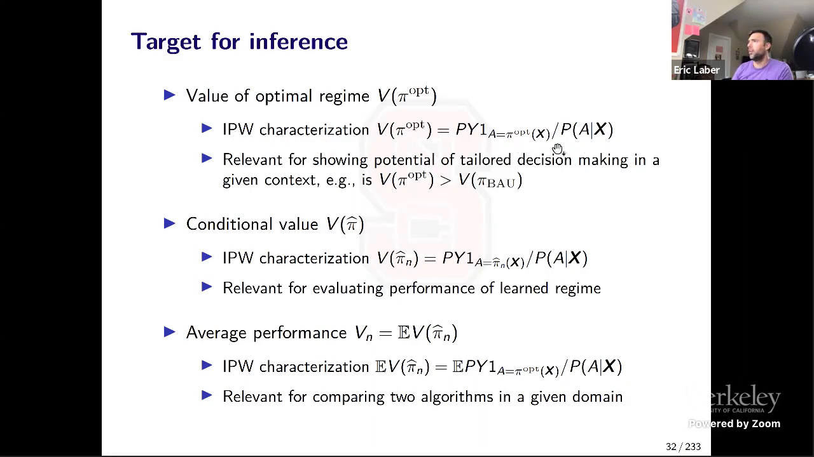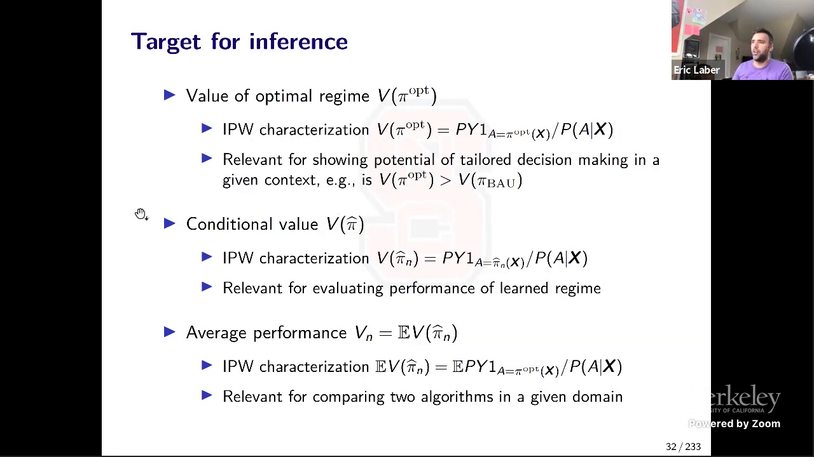Okay. Right. So why would we care about this? Well, we might want to show the potential for tailoring decision making in a given context. So we might want to show that pi opt has a higher value than, say, pi business as usual. So BAU, business as usual, for those who've seen that. The idea is that people do something in a particular domain, and you might want to show that if we tailor optimally, we can do better in that domain.